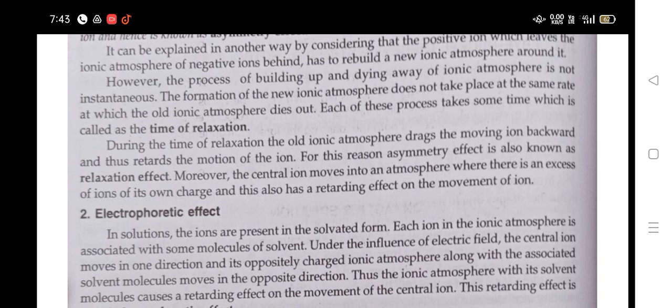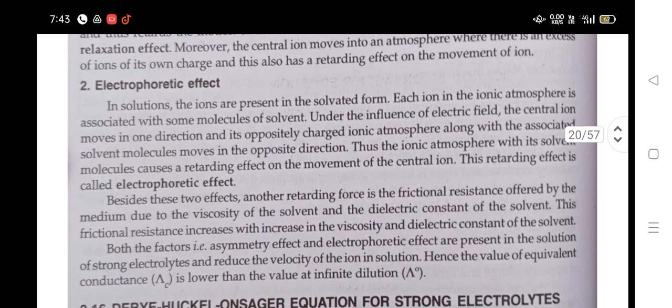Moreover, the central ion moves into an atmosphere where there is an excess of ions of its own charge, and this also has a retarding effect on the movement of ions.